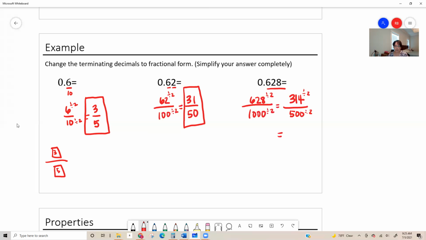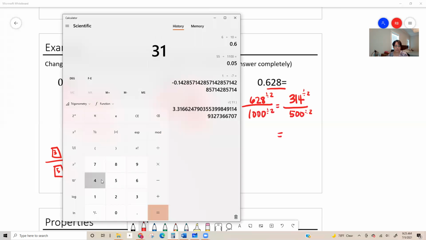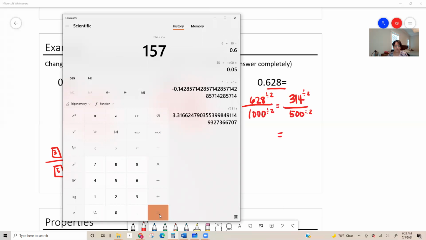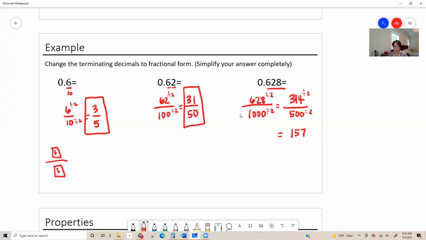And don't be ashamed, if you need to use your calculator, use your calculator, okay? So 314 divided by 2 would be 157. And 500 divided by 2 is 250. All right, now I'm trying to figure out if anything will go into 157. And I don't think that it will, but you can always just check it.